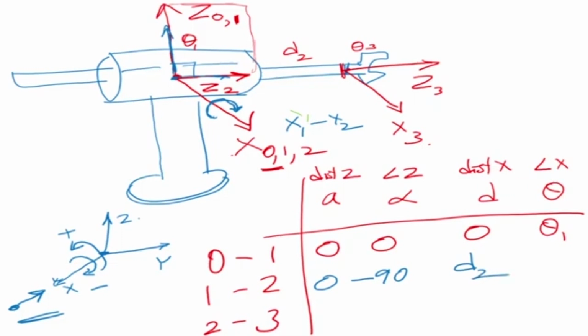What is the angle? There is no angle there. It's not a revolute joint, so there is no angle. So it's 0. What about 2 and 3? Where is 2? 2 is this axis. Where is 3? 3 is the axis on the wrist. Now 3 is a revolute axis.